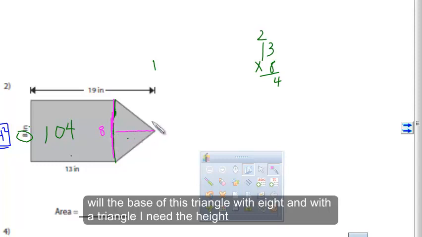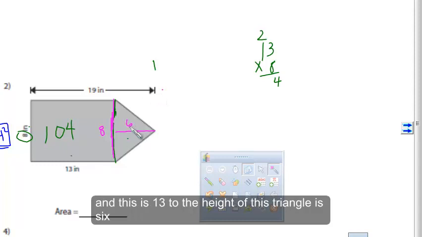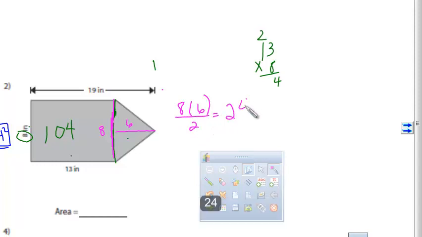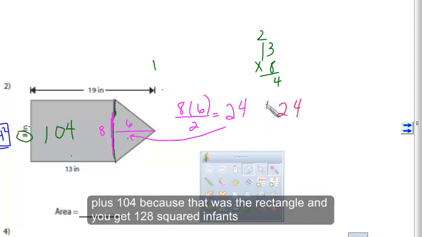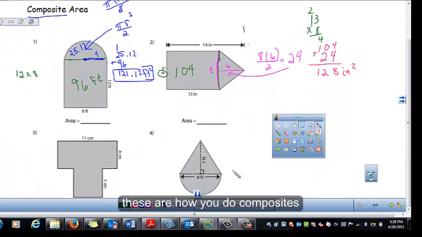So that's where you have to think about it a little bit. What would the height of this triangle be? Well, this is 19 and this is 13, so the height of this triangle is 6. For the area of a triangle, I take 8 times 6, and I have to divide by 2, so that gives me 24. To get the composite area, you take your 24 plus 104, because that was the rectangle, and you get 128 squared inches. These are how you do composites.